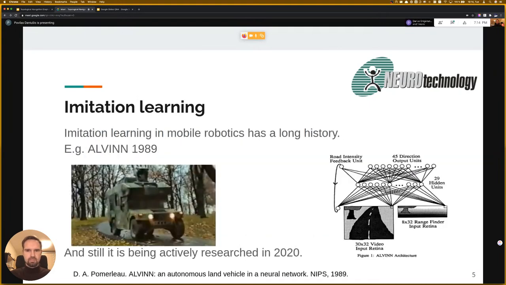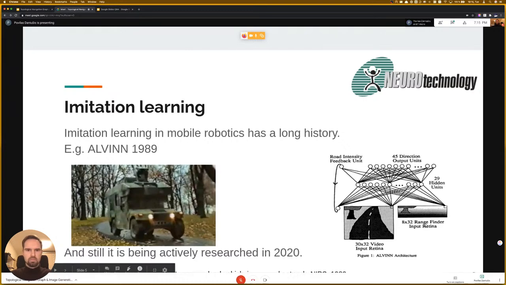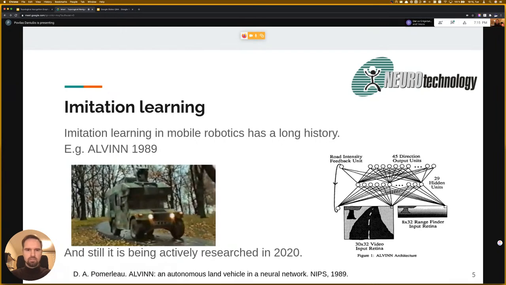Actually, such an approach to imitation learning has quite a long history. More than 30 years ago, a paper was published at Neural Information Processing Systems about the Autonomous Land Vehicle in a Neural Network, or ALVINN, which proposed the architecture we see on the right side of this slide. This architecture accepted an input image and an image from a laser rangefinder, and basically outputted a direction of how strongly you need to turn the steering wheel.